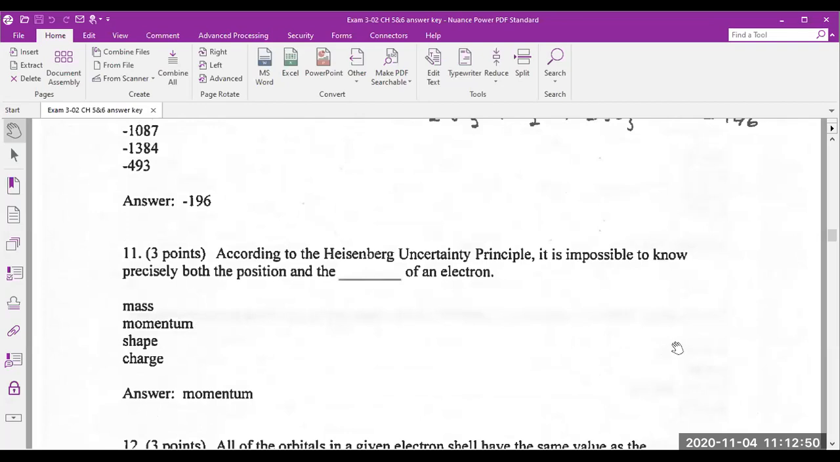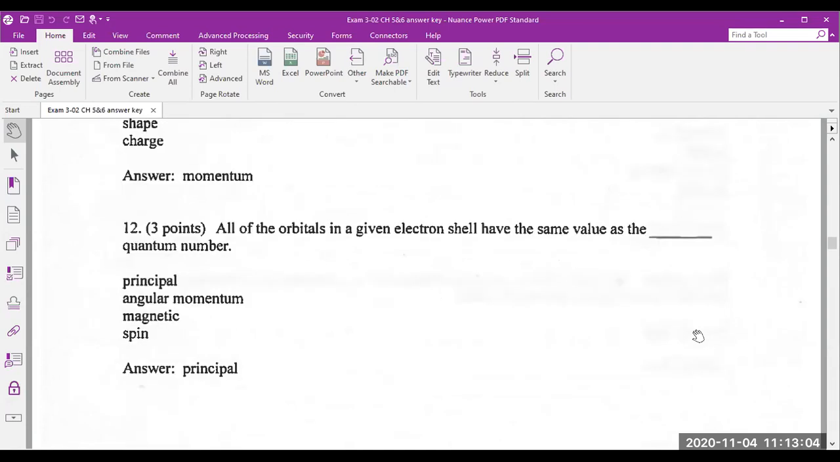Number 11, according to the Heisenberg uncertainty principle, it's possible to know precisely both the position and the blank of an electron. That answer is momentum. Number 12, all the orbitals in a given shell have the same value of which quantum number? That would be n, the principal quantum number.